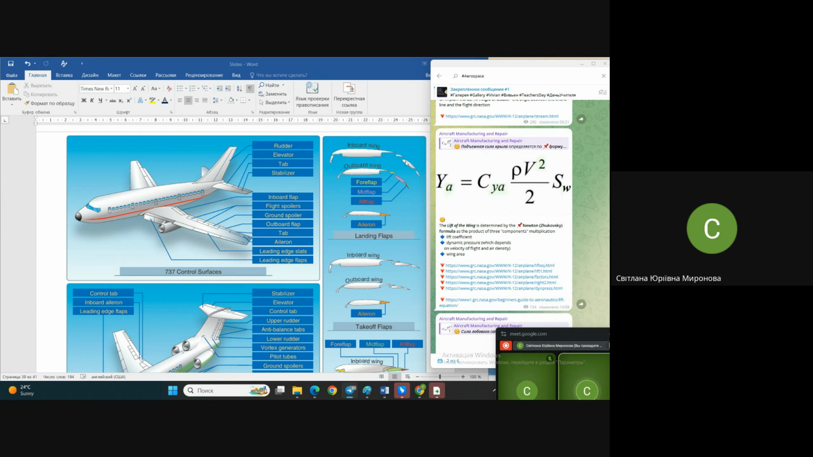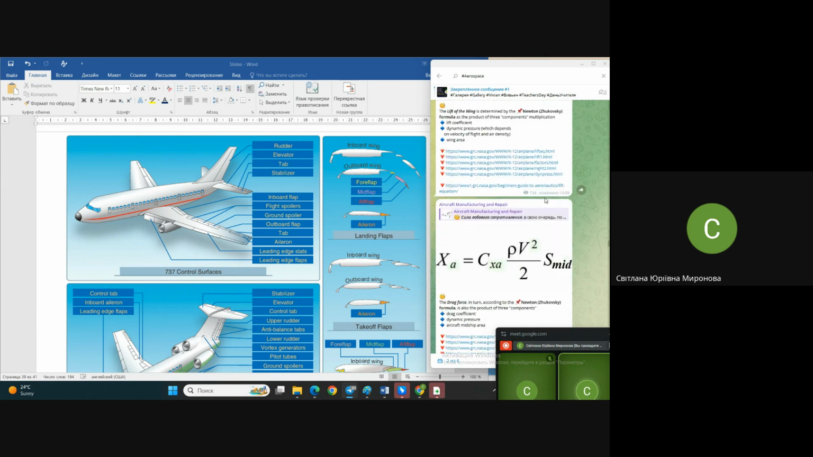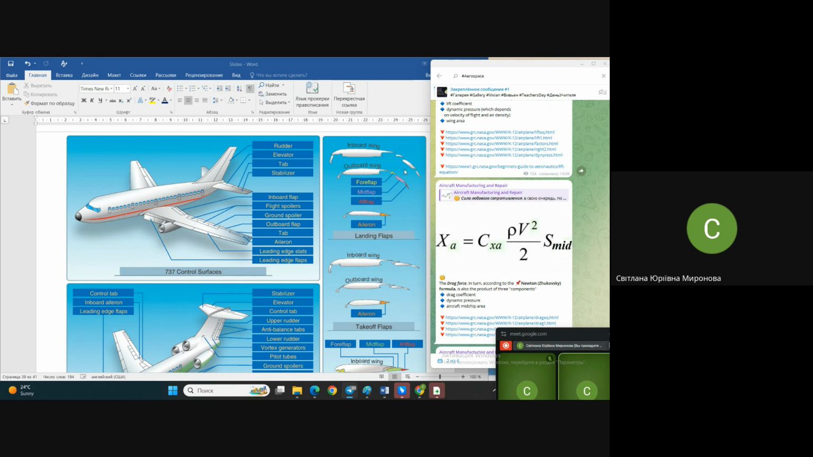And that is why the angles of deviation of the hinged, movable Fowler flaps are much more significant. Curvature is much more significant, of course, in order to increase this coefficient. And area is much more significant, of course, to increase this coefficient, and drag also has been changed, you understand it.